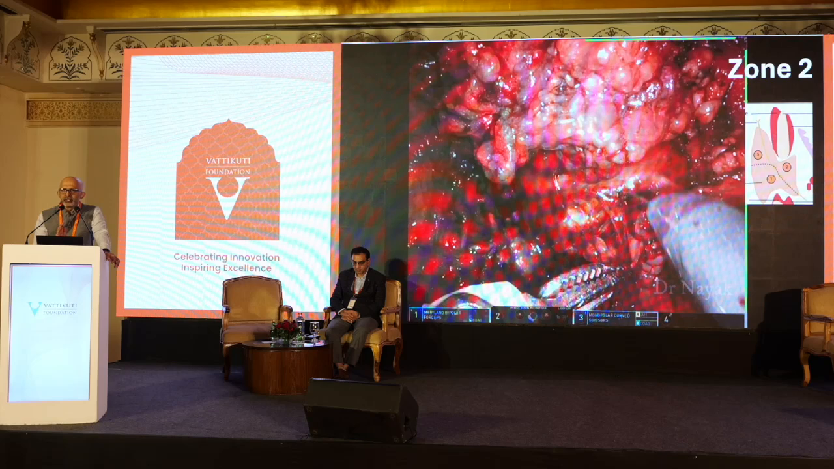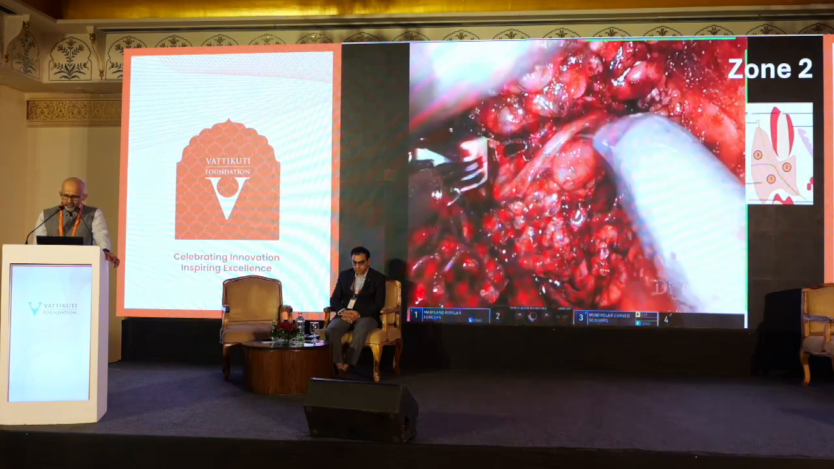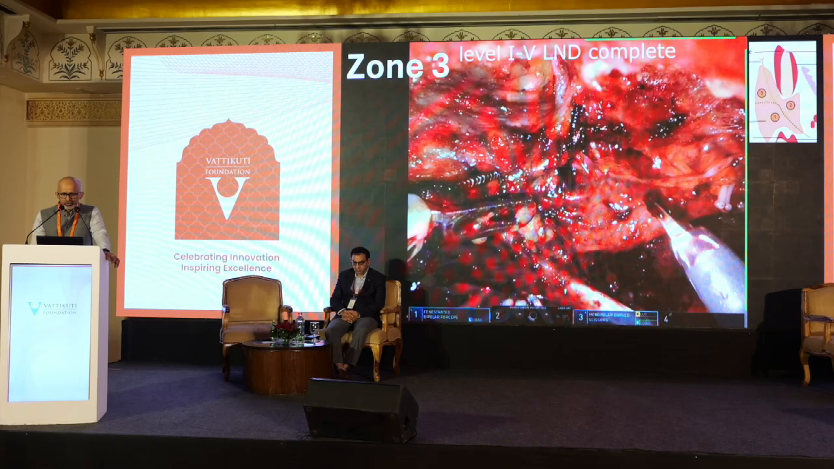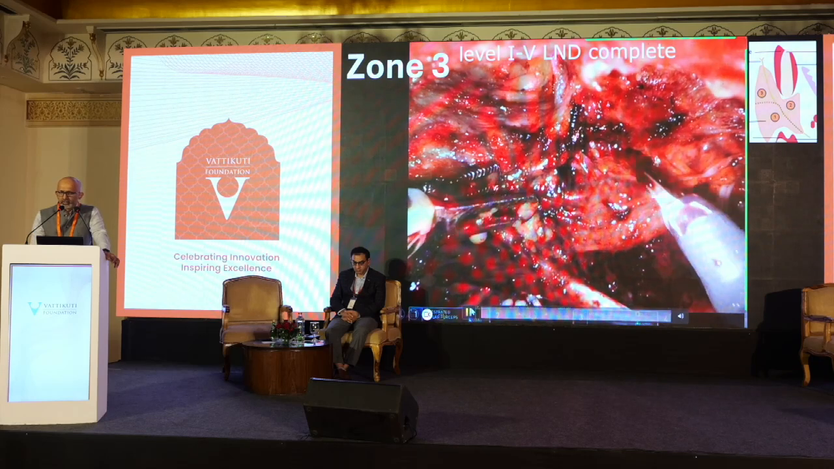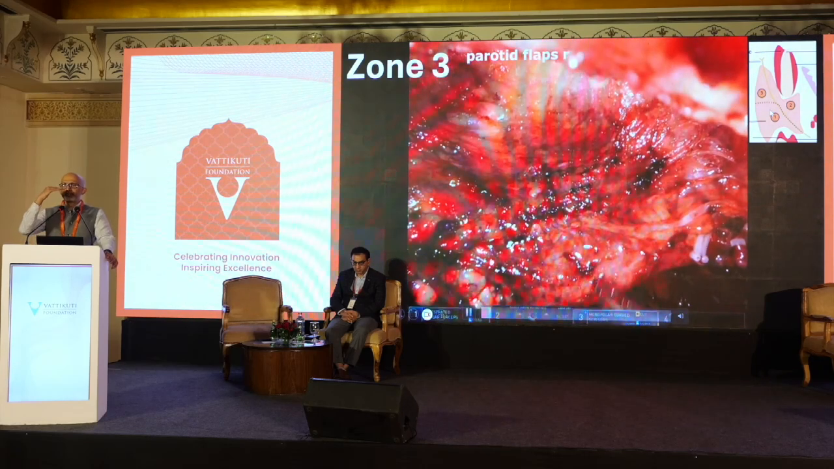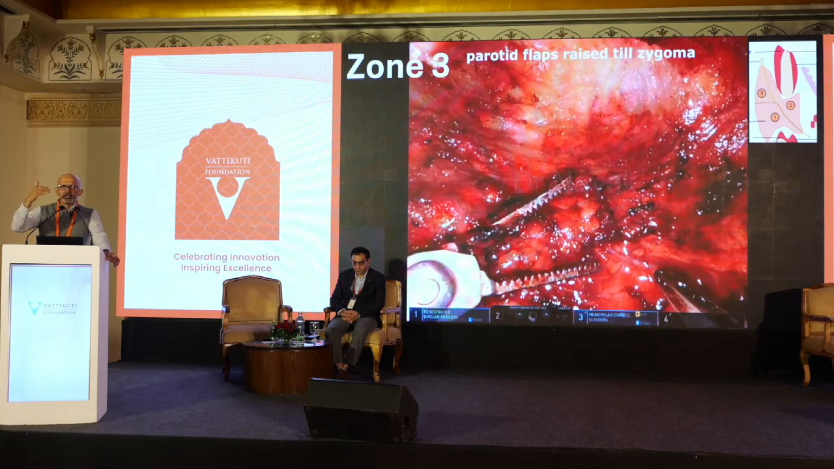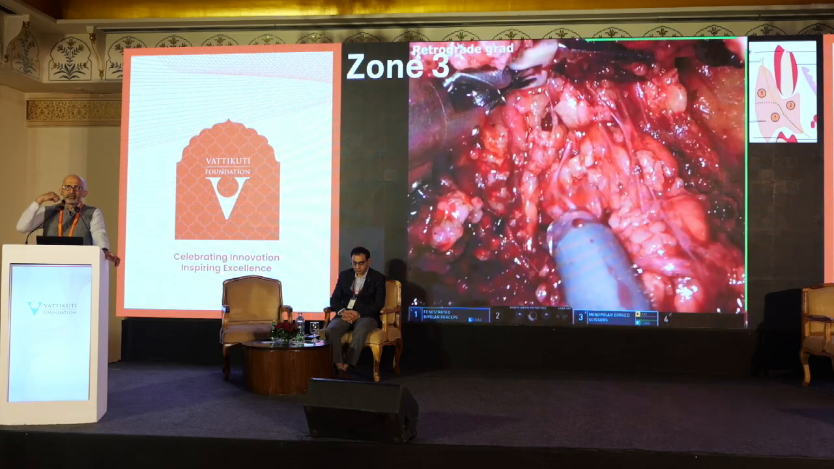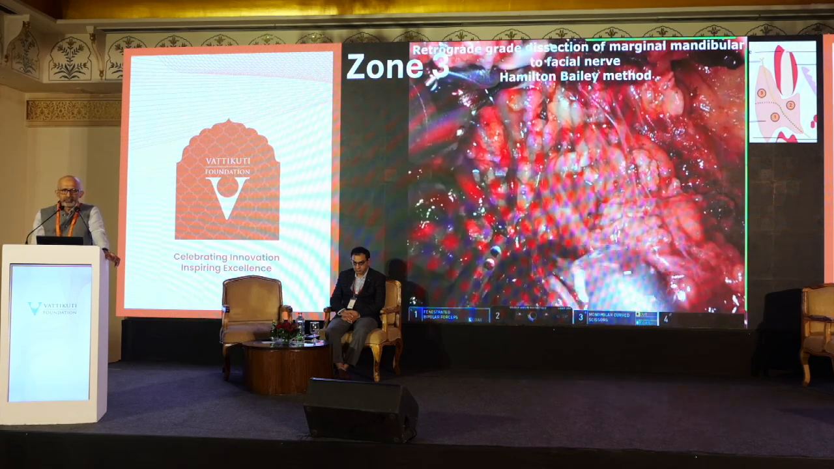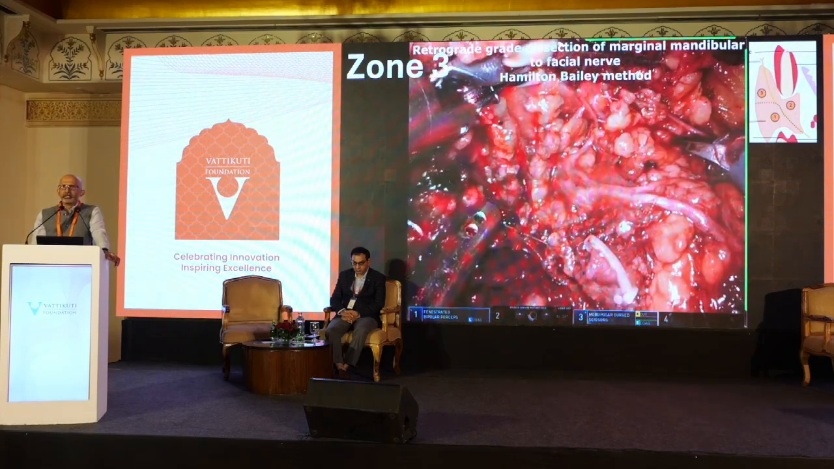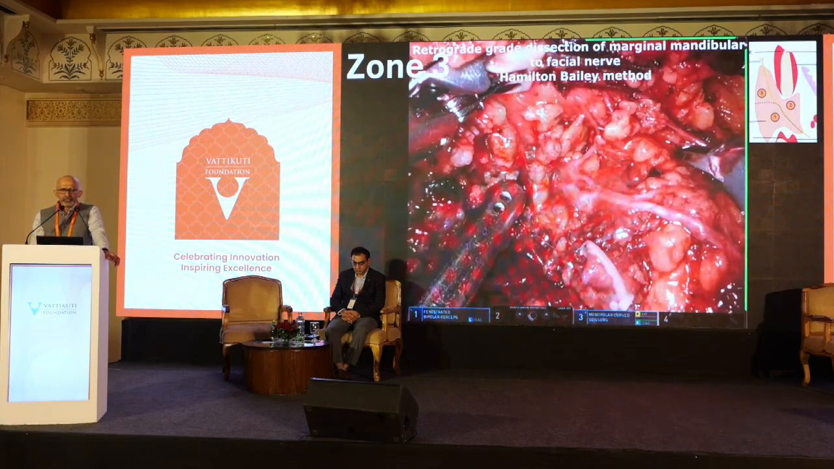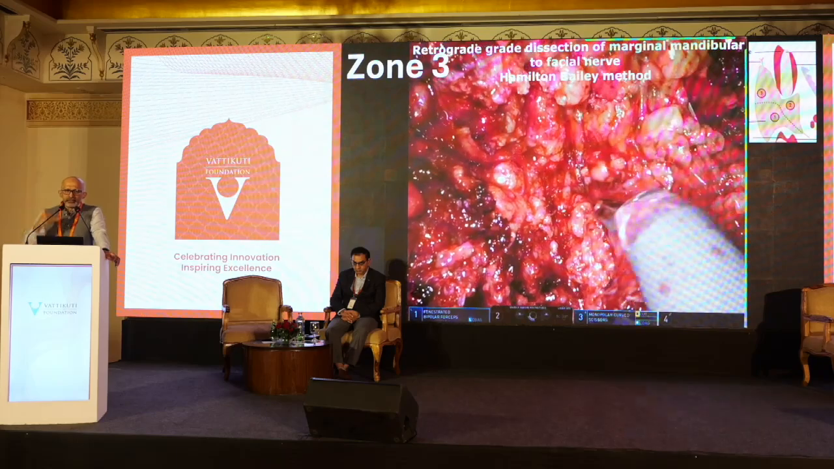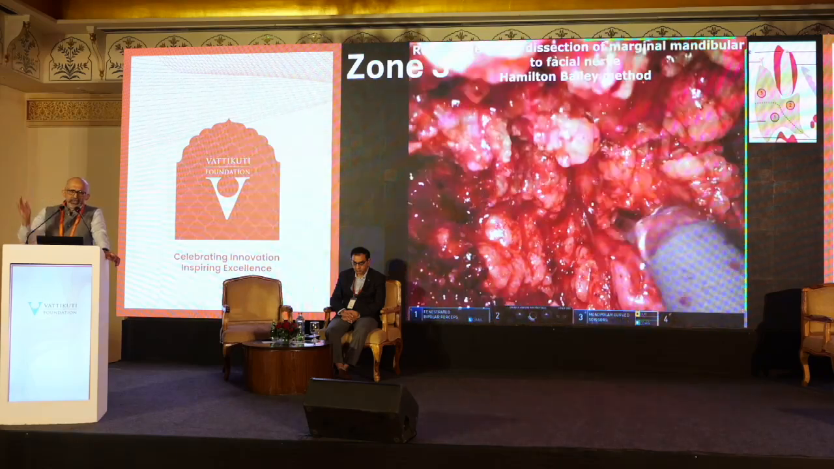And it is easier in robotic because you're seeing from down. So that is for zone 2, and now zone 3. Zone 3 is the most difficult part because it is in front of the ear and the access is very difficult. Even with the retroauricular approach, it's very difficult to do, but when we do the PRIA approach, it makes it easier because we are seeing from down, and we can raise our flap as high as possible.